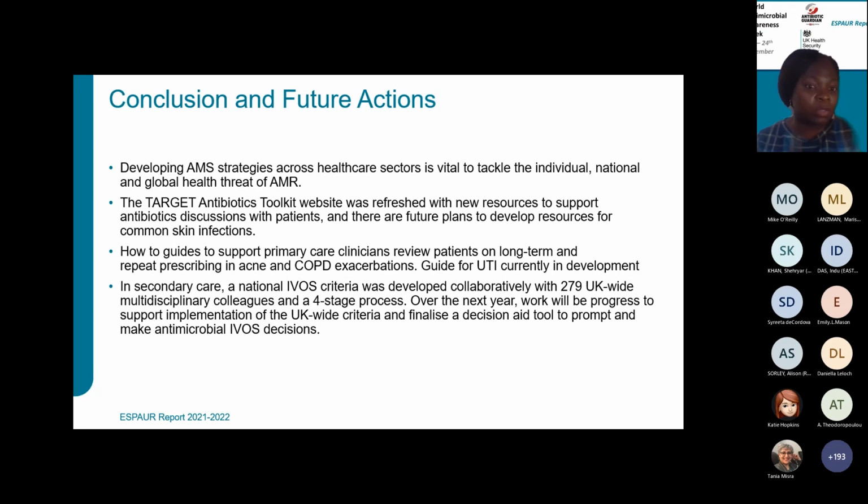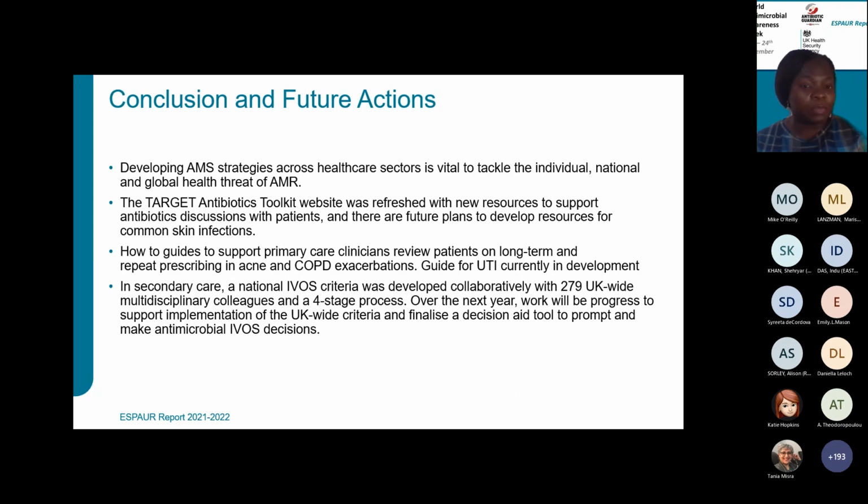We have developed how-to guides for primary care clinicians, with actions to review patients on long-term and repeated prescribing within acne and COPD. UTI is currently in development and is coming soon. And then within secondary care, the national IV to oral switch criteria is an important one that has been published, and we are going to publish the tool in the next couple of weeks, and we're really looking forward to implementing and also then getting feedback with those tools so that we can further develop them as required.